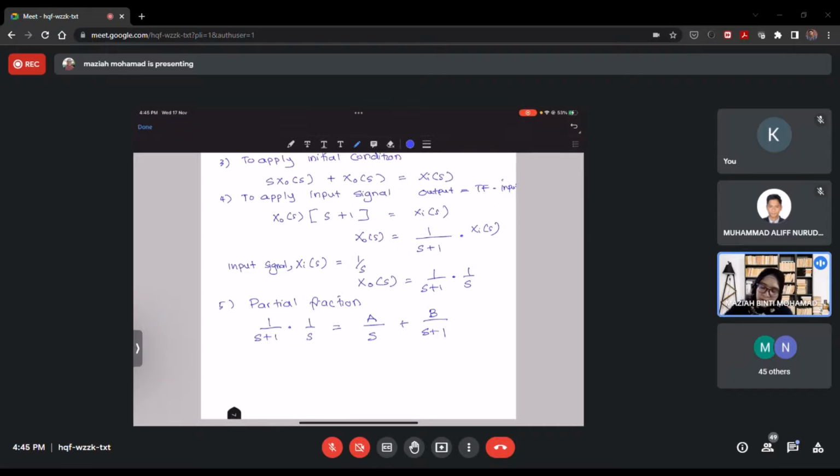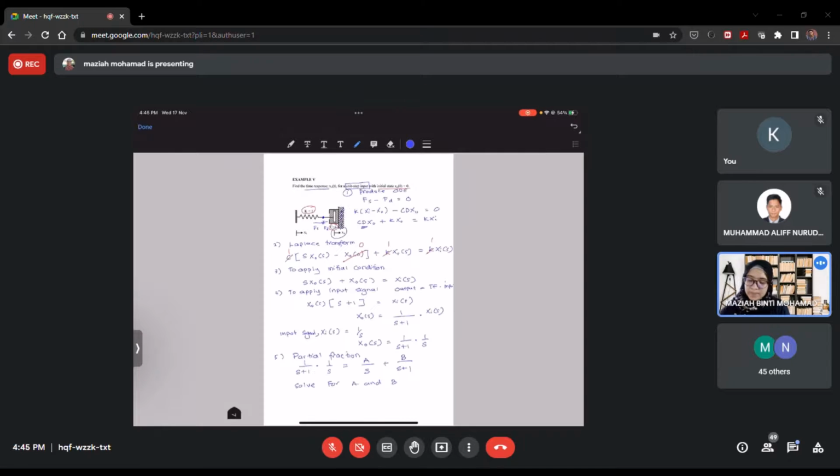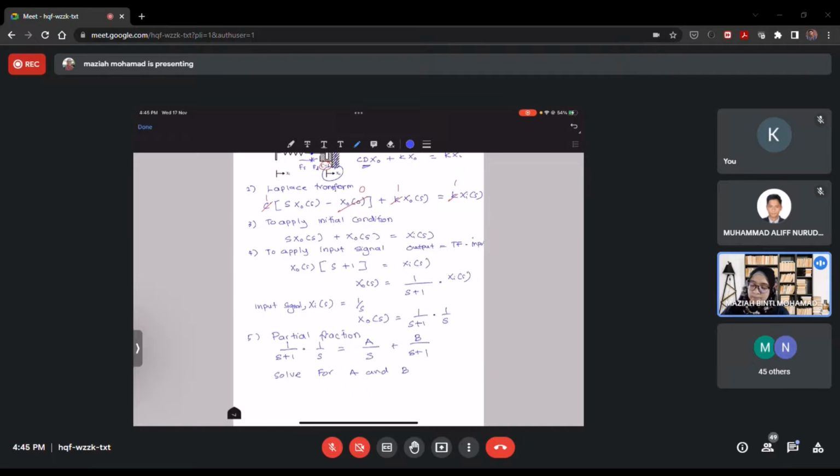All right, and then we're going to solve for A and B. Basically, I'm not going to show it here. Let's just use the values. So we have the value A equal to 1 and B is equal to minus 1.